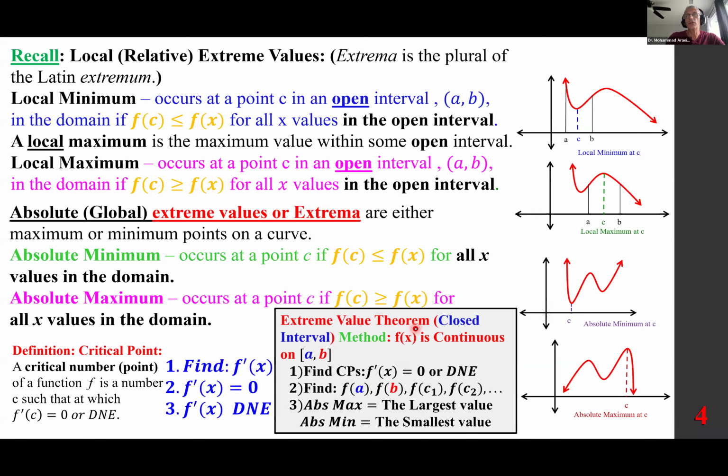Also, the extreme value theorem, also known as the closed interval method, where f of x is a continuous function in the interval a to b, a closed interval a to b. The methodology is, number one, go through this process and find critical points. Number two, evaluate the function at the end points a and b, as well as the critical points that this process gives you. Finally, absolute maximum is the largest value, absolute minimum is the smallest value.